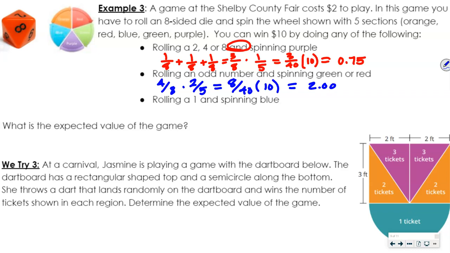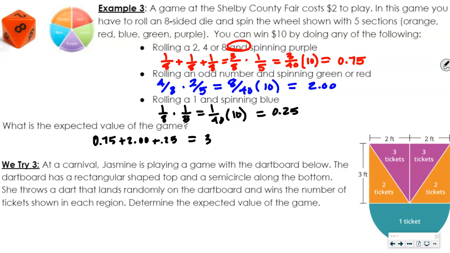Okay. We got one more. Rolling a 1. Okay, that's going to be 1 out of 8. And again, multiplying, spinning blue. That's just going to be 1 out of 5, right? So that's going to be 1 over 40, again times our 10. So when we do this one, we get 25 cents. So now remember, what we do to find our expected value is we add those together. 0.075 plus 2 plus our 0.25, and that is $3, right?